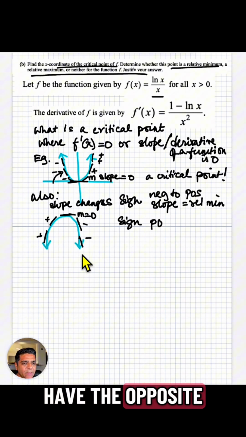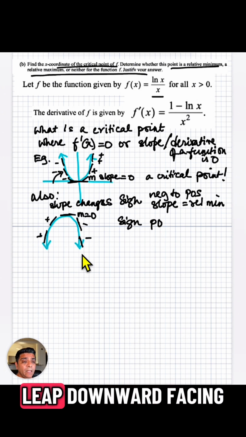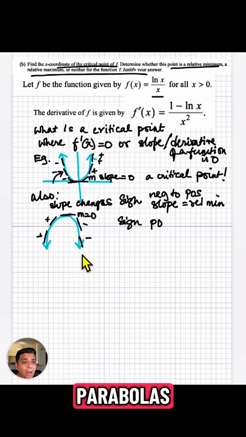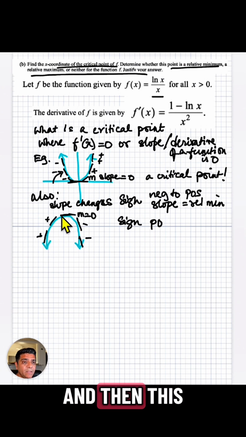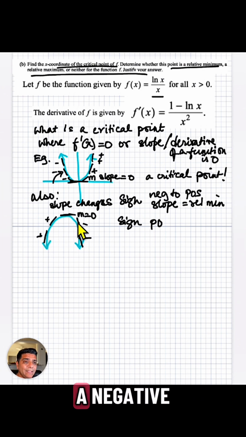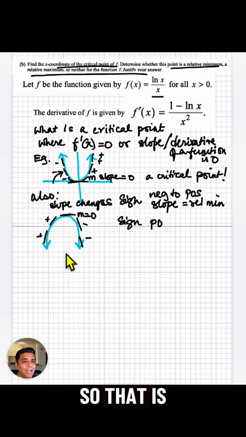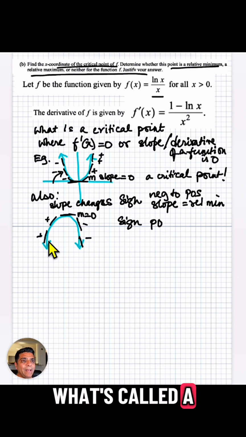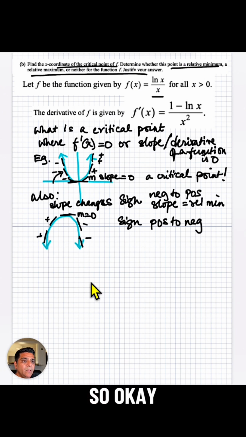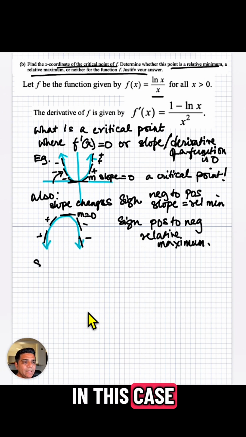But if you have the opposite, a downward facing parabola, you see the slope is positive, positive, and then this is the critical point 0, and then there's a negative, negative slope. The sign changes, but it's changing from positive to negative. So that is what's called a relative maximum. So the change of sign in this case is a relative maximum.